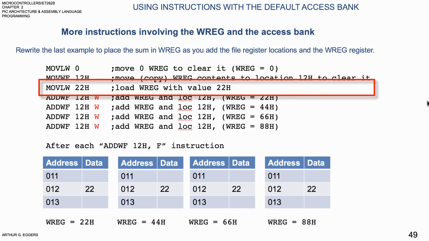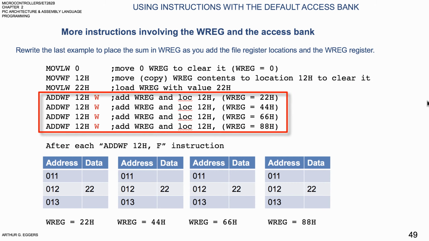Now we're going to move the literal value of 22 hex into the working register. So now we have 22 hex sitting in the working register. And what will happen is that the value is going to increment in the working register, and the value at the address location will remain the same at 22. So we're working it a different way.